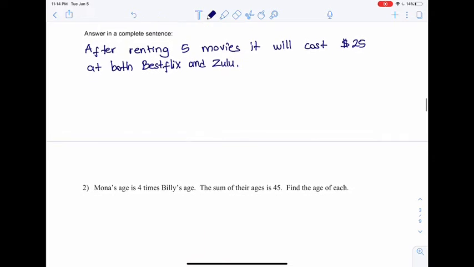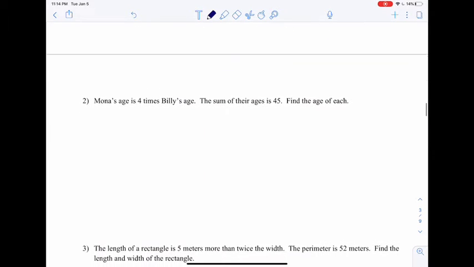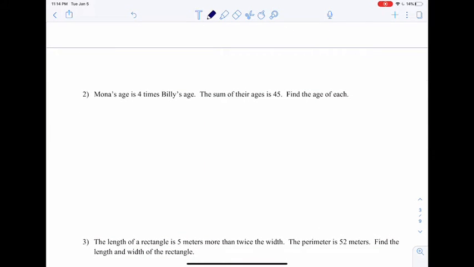Okay, let's look at question number 2. Mona's age is 4 times Billy's age. The sum of their ages is 45. Find the age of each. Let's define our variables. Let's have M for Mona's age and B for Billy's age.